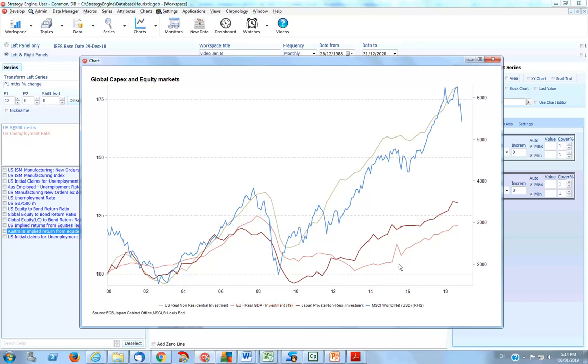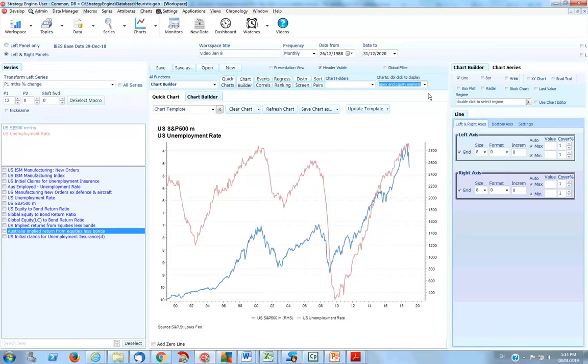So all three regions have seen a pickup in investment. It may be too early to see a decline in investment. We saw once again in 2015-16 investment went sideways for a bit, while the equity market also fell away slightly, but as yet there's no sign of investment actually rolling over.